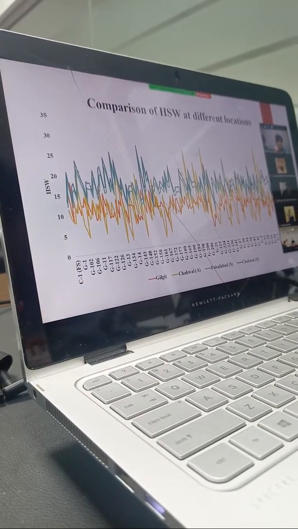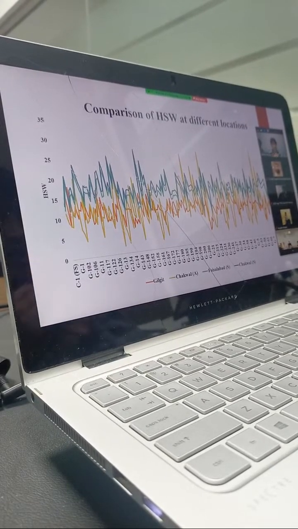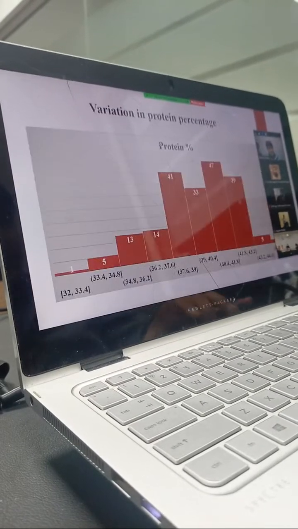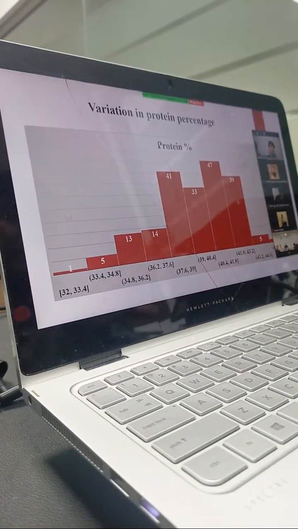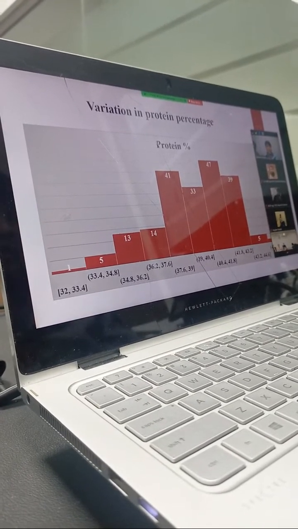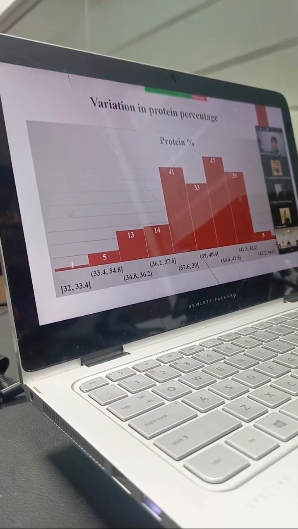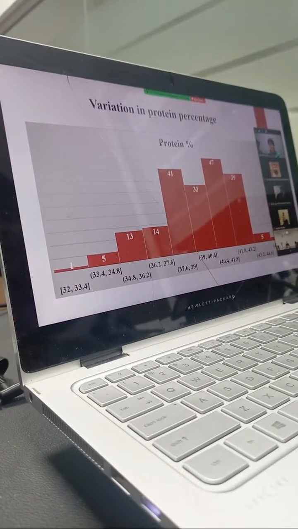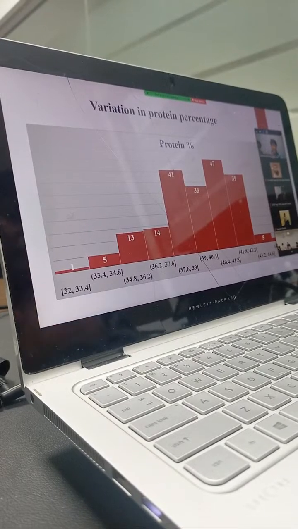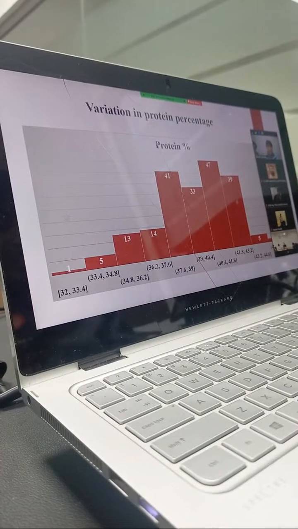So again, if we see this, there are the same trends in all genotypes at different locations. So what we did, from all these lines, we did a nutritional profile. Based on this, you can see that this is the profile describing only the protein content. We profiled material having almost 32% protein all the way to almost 40-45% protein content.